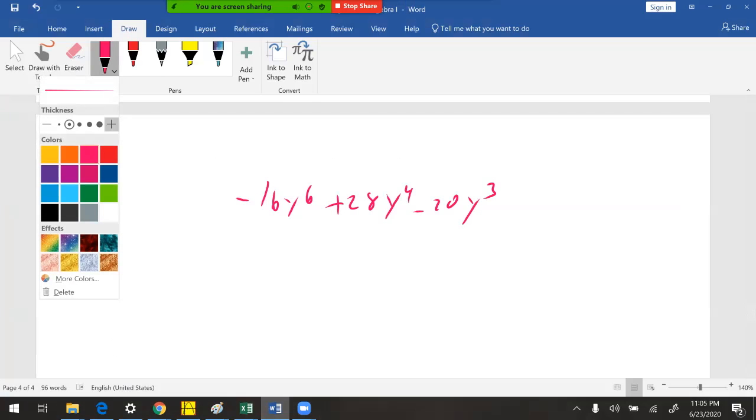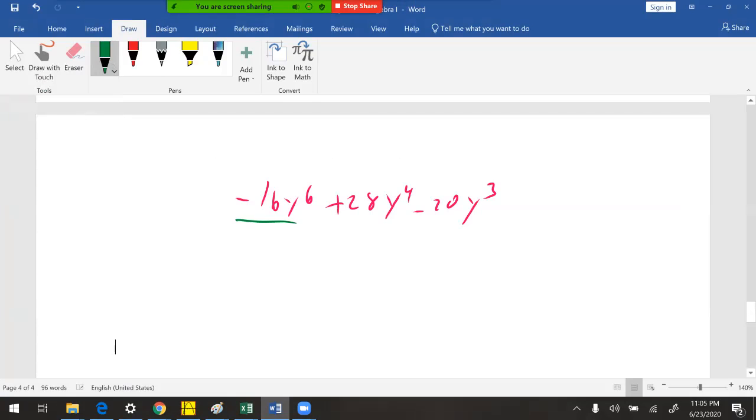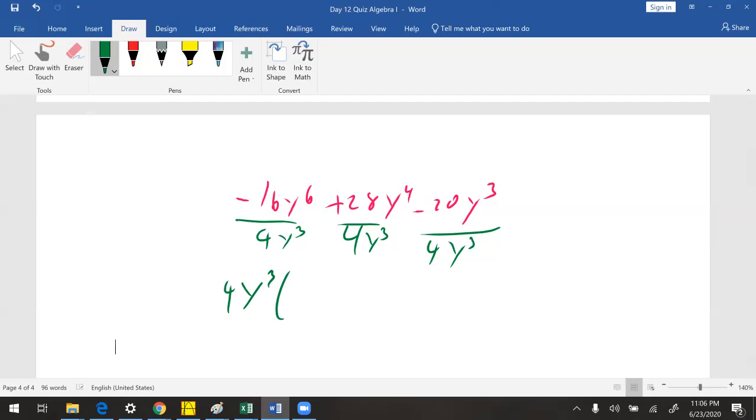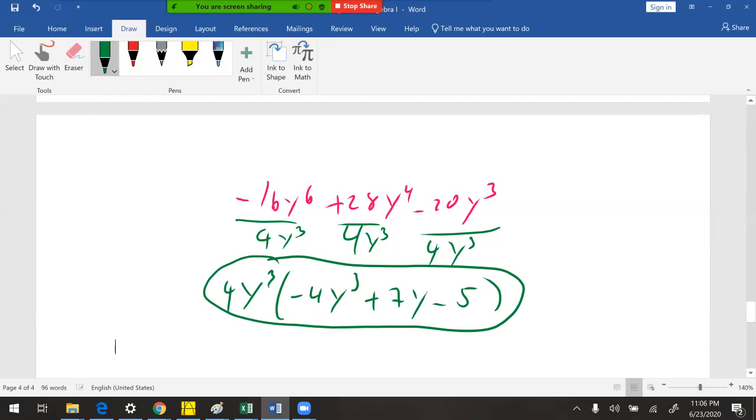Okay, so now let's see the biggest number that we can divide by. 16, 28, and 20. The biggest number I can divide by is going to be what looks to be 4. Because I can divide 28 by 4, that gives you 7, and 7's a prime number. Now let's look at the degrees. It'll be y to the 3rd, y to the 3rd, y to the 3rd. So we took out 4y to the 3rd. What's left inside? Negative 4y to the 3rd, plus 7y to the 1st, and then minus 5. Voila, there we go. We factored as much as we possibly could, okay?